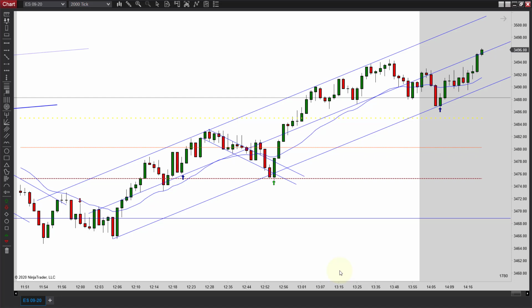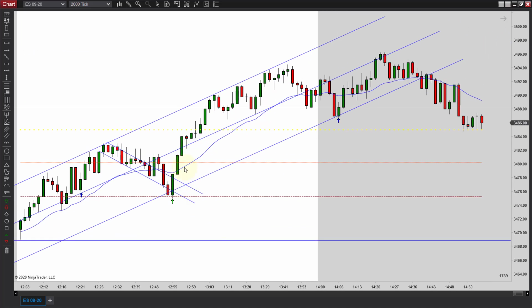And what happens is all these people piling up short realize, hey, I'm wrong now. And they have to exit, and then the longs that probably got trapped out right here coming back down realize, oops, I should have stayed in, and they jump back in too. And look at it go.